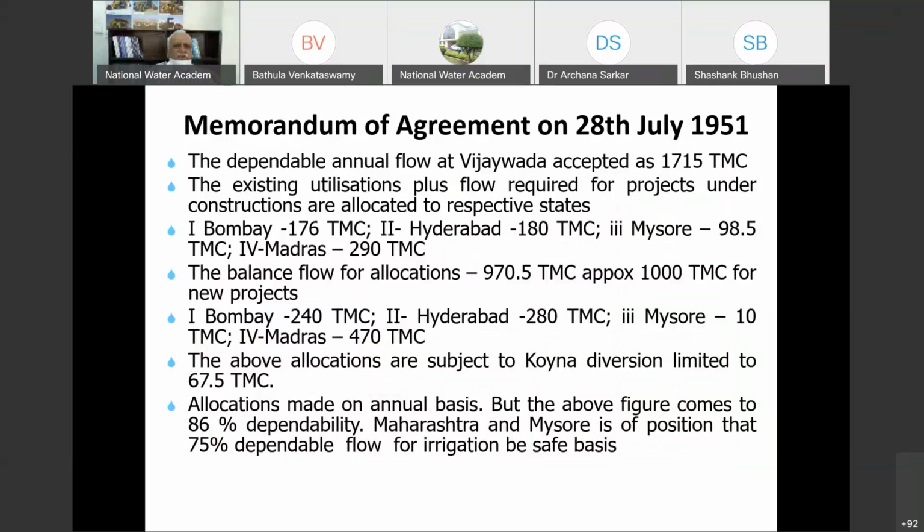The 1951 agreement, which was declared void, at that time assessed the dependable annual flow as 1950 TMC, and the utilizations are under construction. So it was agreed that 176 TMC is Bombay. Mysore has a very small share, 290 TMC.